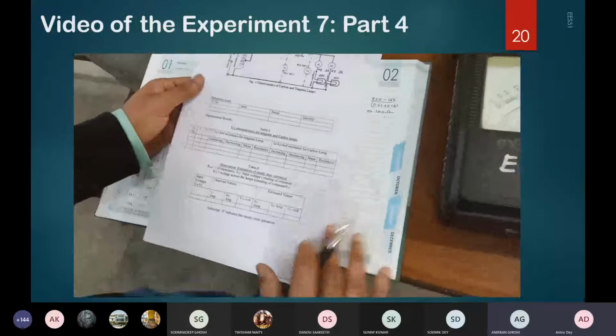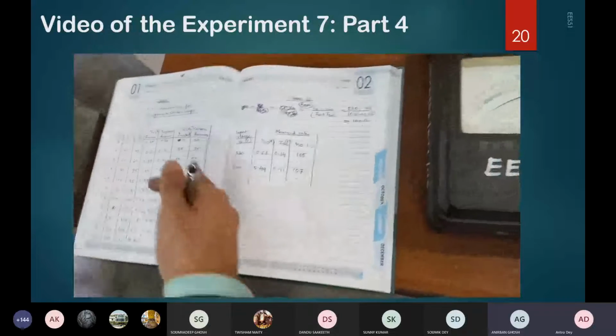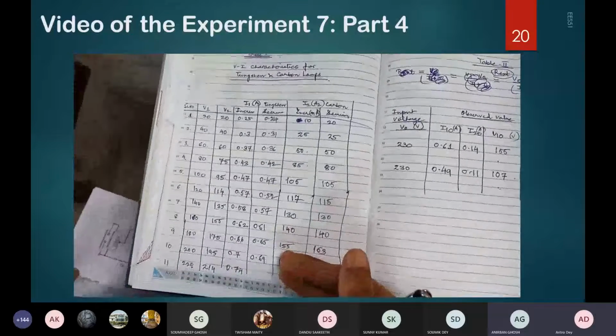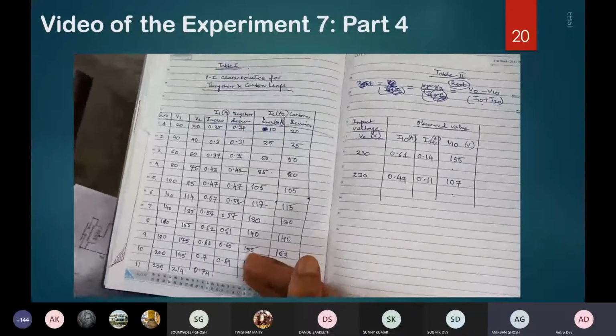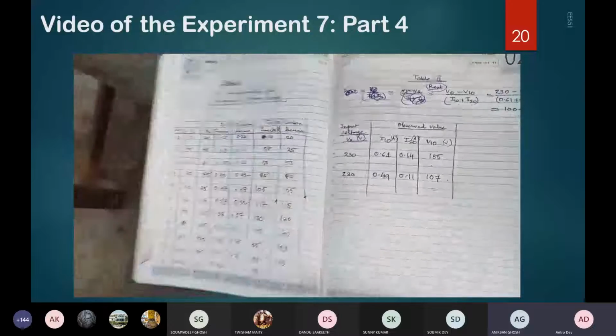Now we have to complete the drawing part, I mean the demonstration part of this table, so that we can get the VI characteristics for the tungsten and carbon lamp. So with this, we conclude the experimental part.